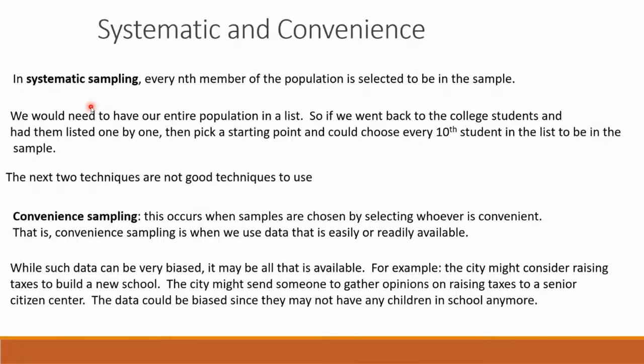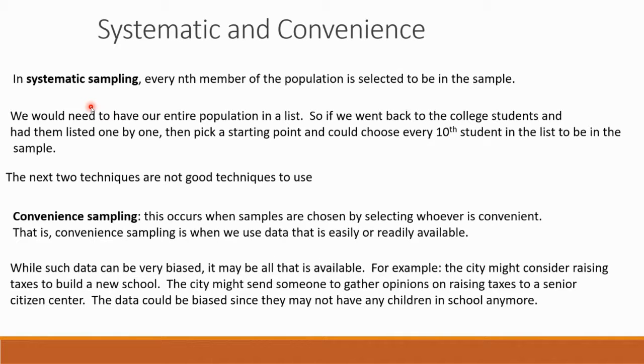But not all techniques are good ones to use. There's what they call convenience sampling. This is not good to use. Here, you're just choosing whoever is convenient to be in the sample. Sometimes you have no choice. Sometimes that's all you can do based on what data is available. But you can go by whoever's convenient. The problem with that, though, is that data could be very biased.